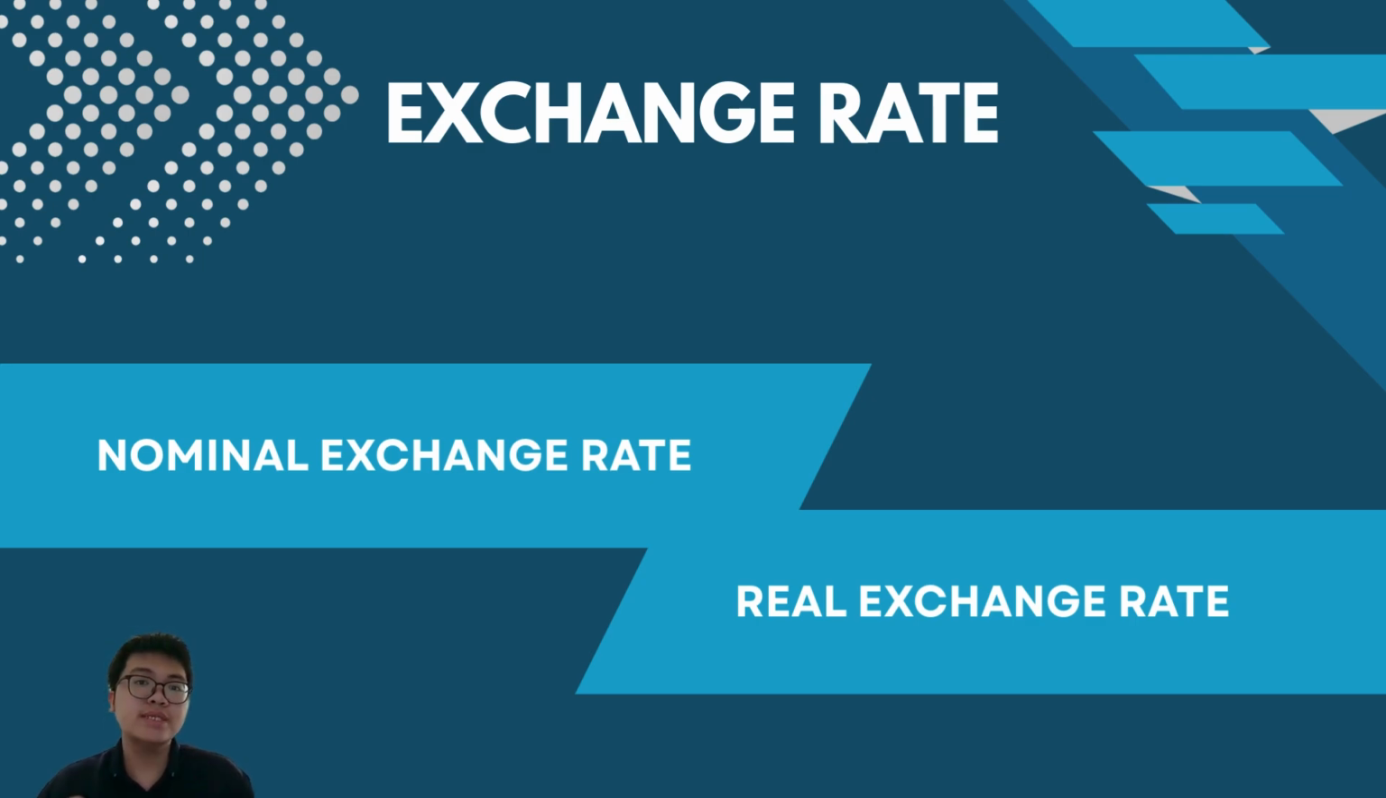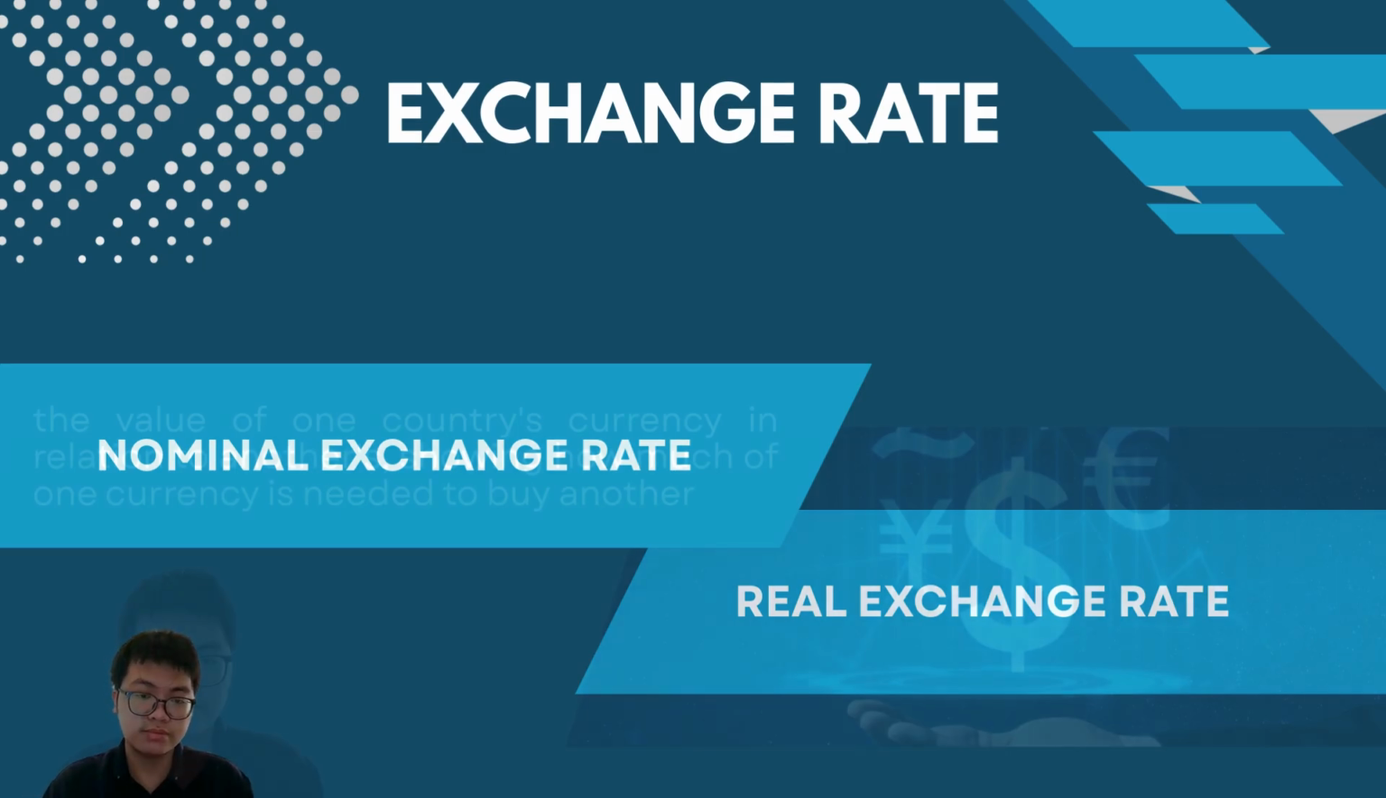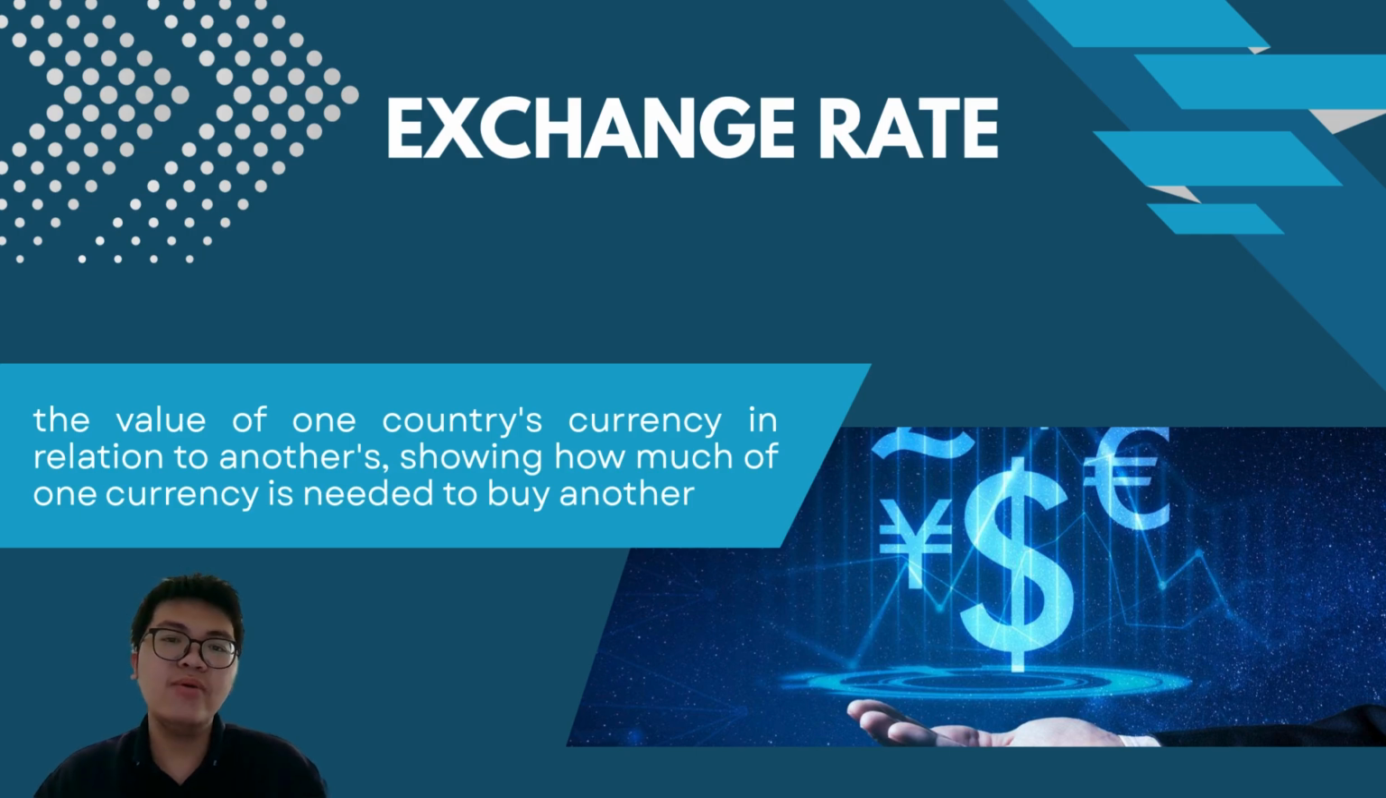Well, next up we'll talk about exchange rate. So in the open economy, there are two main exchange rates: nominal exchange rate and real exchange rate. Now, before we get into the details of the two exchange rates, we first gotta know what exactly exchange rate is. Well, by definition, it is the value of one country's currency in relation to another's, giving insight on how much of one currency is needed to buy another.